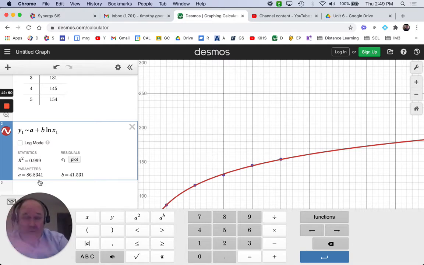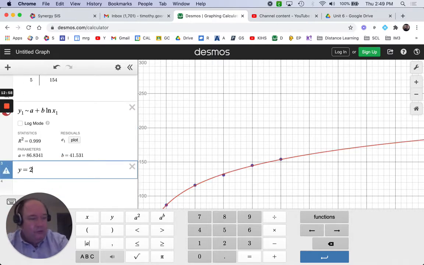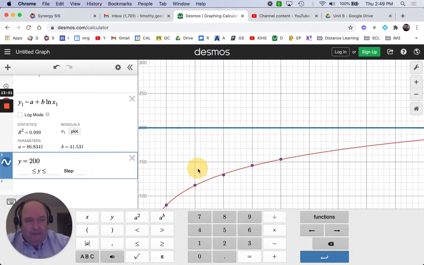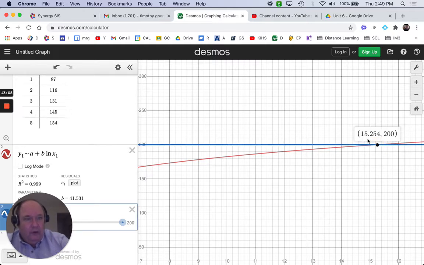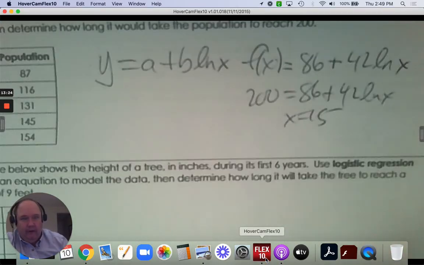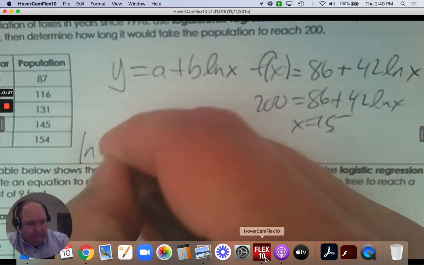And then with that equation that's already in Desmos, how long would it take the population to reach 200? That's the y value. So y equals 200. Where would that be? So you're looking to see where they intersect. So 200, how many years would that be? In about 15 years. And then write a sentence. So in about 15 years.